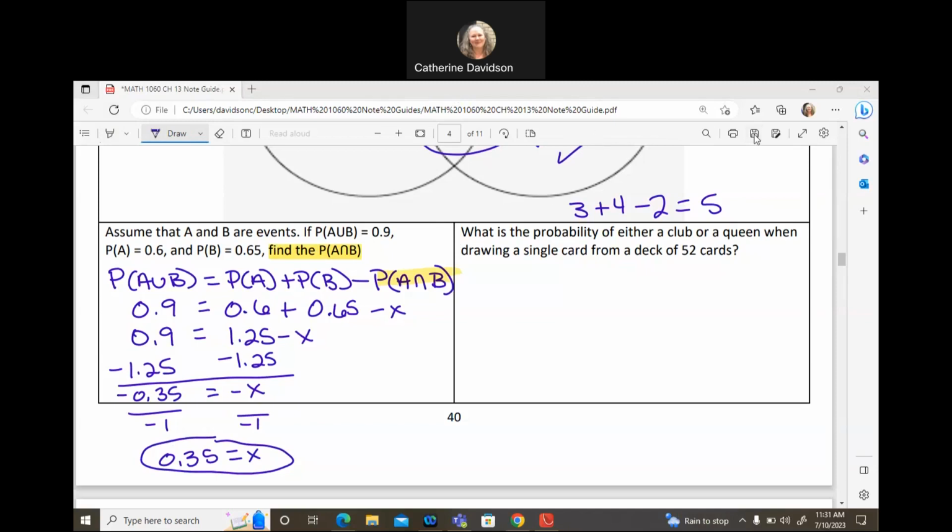What is the probability of getting either a club or a queen when drawing a single card from a deck of 52? So it's the probability of a club plus the probability of a queen minus the probability that it's a club and a queen.